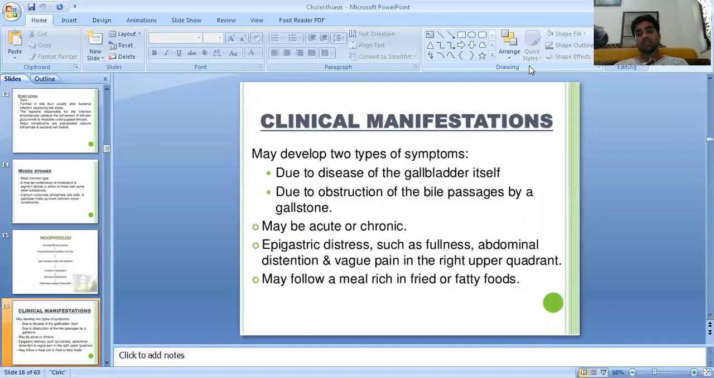Clinical manifestations may develop two types of symptoms: due to disease of the gallbladder itself, and due to obstructed bile passage by a gallstone, which may be acute or chronic. Epigastric distress such as fullness, abdominal distension, and vague pain in the right upper quadrant may follow a meal rich in fat and fatty foods.